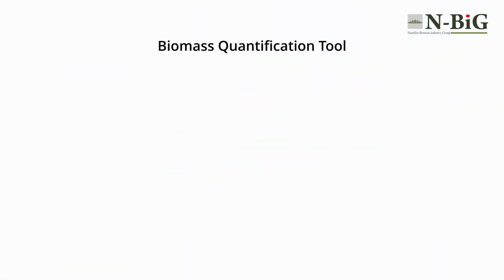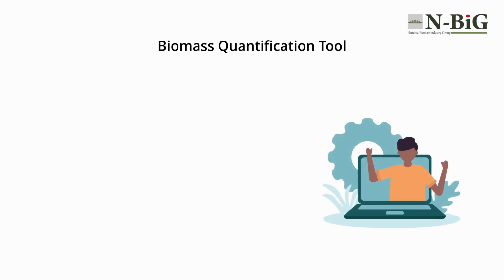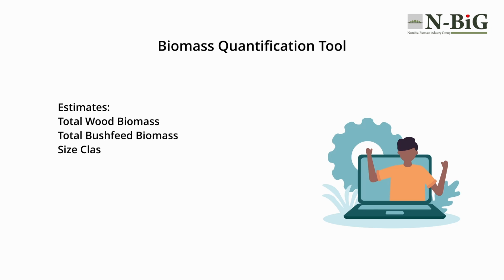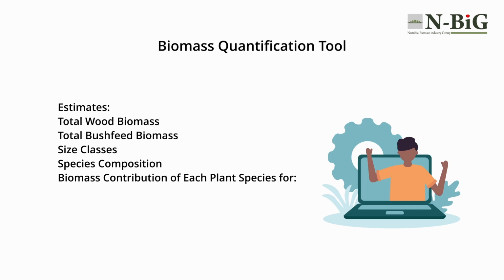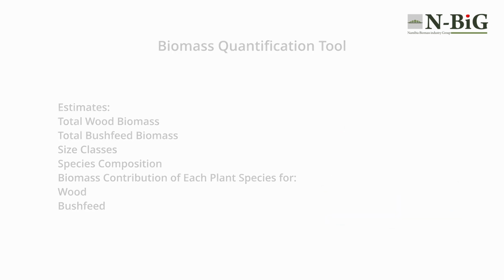What the biomass estimation tool can do for you, amongst others, is estimating wood total and through thinning, and then bush feed total and through thinning. And then it's also telling you a number of things like size classes, species composition, and the biomass contribution of each plant species in terms of bush feed and wood. All of these things can be seen in other videos following this video.